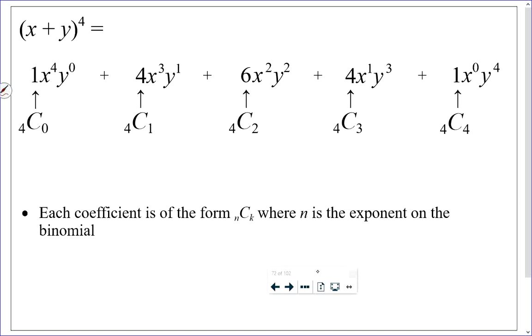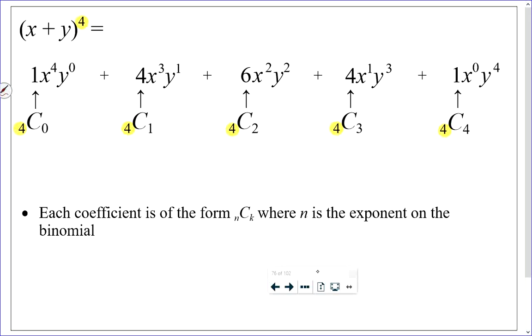One of the most important points here is that each of those coefficients is an n choose k combination, where n is the exponent on the binomial. 4 choose 0, 4 choose 1, 4 choose 2. And what I'm telling you is n is the exponent on the binomial. So if I ask you to expand x plus y to the 8, the first coefficient would be 8 choose 0, then 8 choose 1, 8 choose 2, etc.